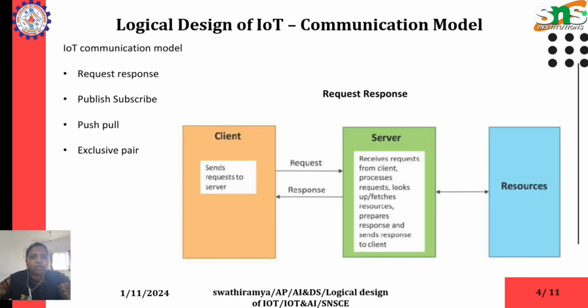The IoT communication model has four models in it. In this video, we discussed the request-response model. It is very simple: you have a client, server, and resource. The client requests from the server, and the server fetches the data from the resource and sends it back to the client as a response. Next class we will discuss the publish-subscribe model. Okay, see you. Bye.